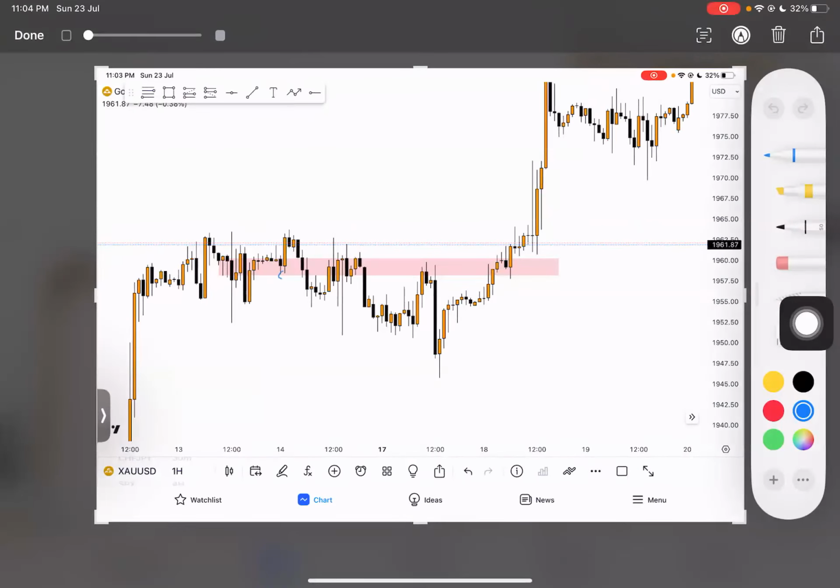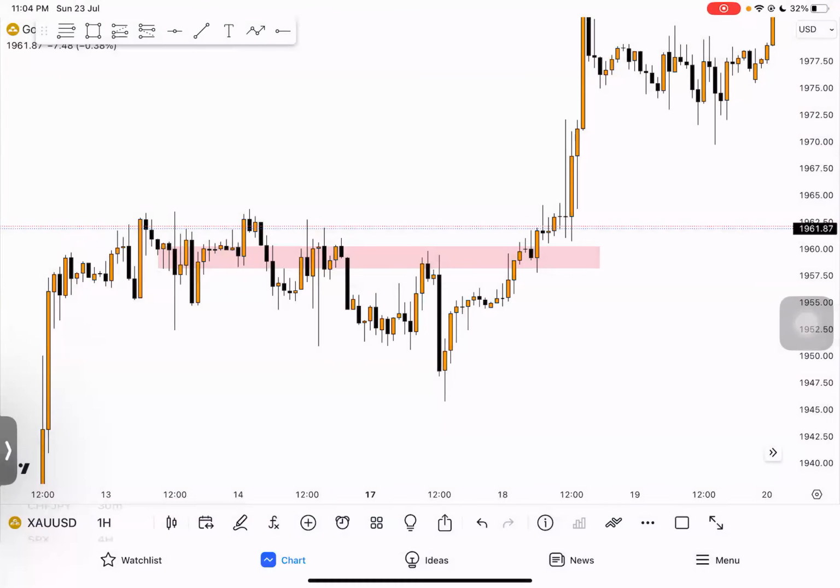You can see this is a support that broke up, okay, they formed a new R. So when it comes back, wait for the confirmation, then it comes down. Right, this is the valid one, support become resistance.